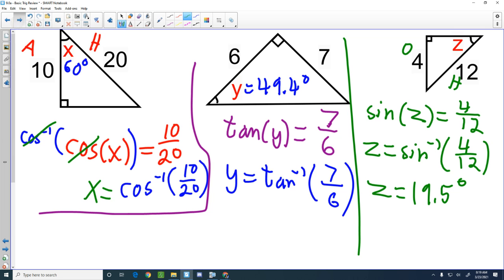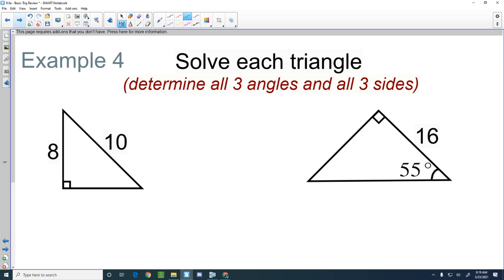Okay, one last thing that you'll see occasionally is when a question says solve the triangle. To solve the triangle, it means you need to find all 3 side lengths and all 3 angle measures. Whoa, it's a lot of work, right? So looking at this first one, I have 2 sides already, 8 and 10. How can I find this last side length? What would you use?